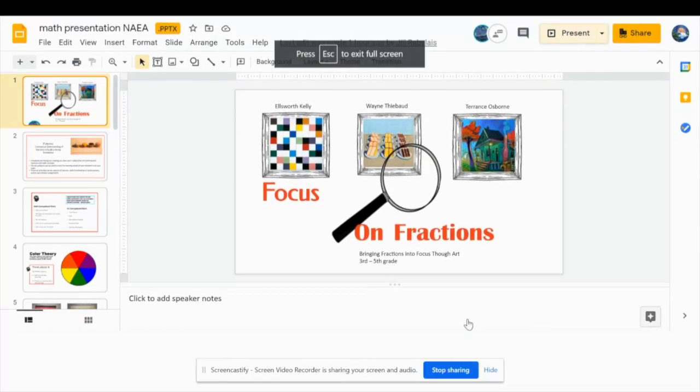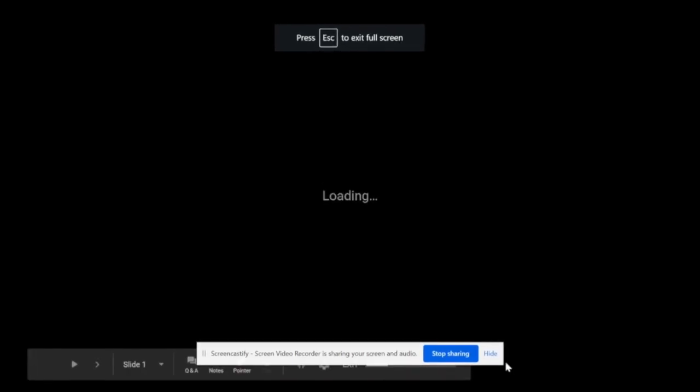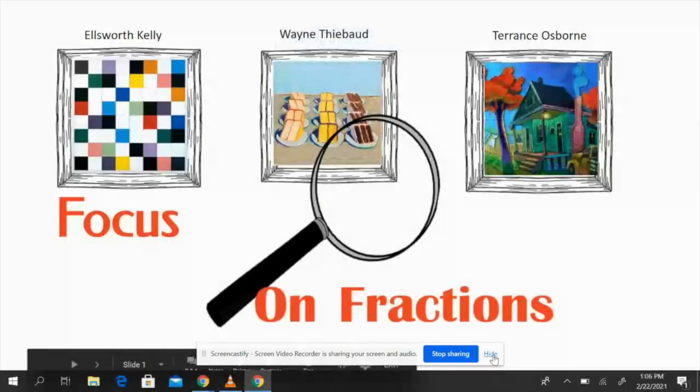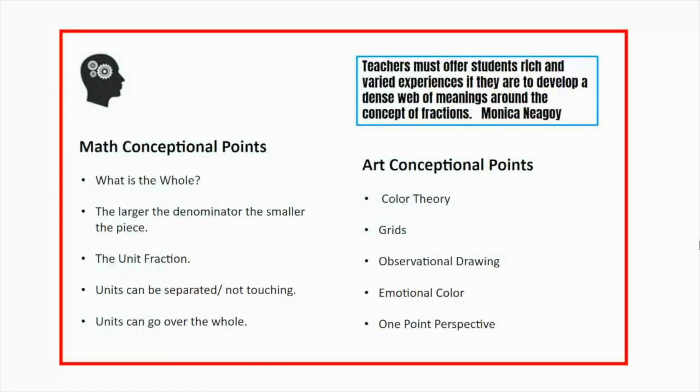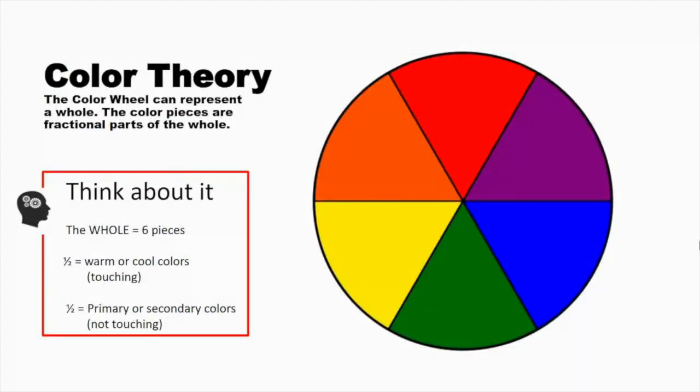And so our slide presentation focuses on fractions. As we know, right brain artistic students think differently and grasp concepts best visually. The purpose of these lessons is to reinforce student learning of fractions by creating visual representation. These lessons can be used in the art classroom or shared in the math classroom, or even used for early finisher lessons. There are several concepts that will be covered in math. It's what is a whole and parts of a whole. But the art concepts and points that will be covered are color theory, grids, observational drawings, emotional color, and one-point perspective. We'll begin our lessons with Ellsworth Kelly.